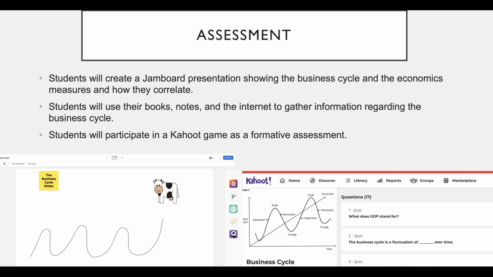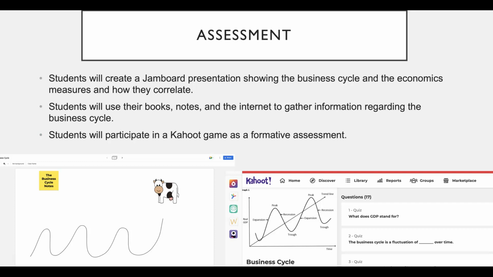As you can see from the left hand side, this is a Jamboard, one that I did really quickly. The yellow is sticky notes that students can use, which really come in handy. The cow is there just because I was playing around. And then the actual business cycle is what I started drawing there. Their Chromebooks are touch screen, so they can use their fingers to draw this as well. And that's just part of it. They can add things, they can collaborate. It doesn't matter if they're in the same room with each other.